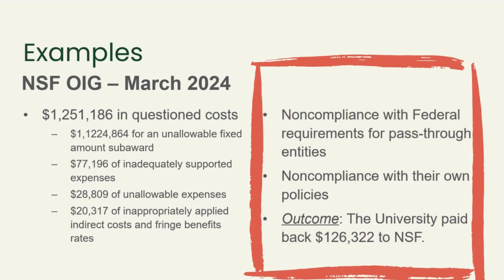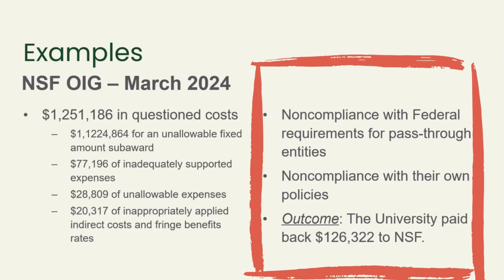So this one specifically was a non-compliance with federal requirements for pass-through entities, and non-compliance with their own policies. What this one was, which was really fascinating to me, is 1.1 million for an unallowable fixed amount subaward. It was a prior approval to issue a fixed price subaward. However, it exceeded the simple acquisition threshold, which at the time was $250,000. So they did not follow the simple acquisition threshold, which is required for fixed amount subawards. And they didn't think they needed to because they had prior approval for the 1.1 million subaward. That's how they submitted it to NSF and that's how it was awarded. So that's where the non-compliance with federal requirements for pass-through came in.